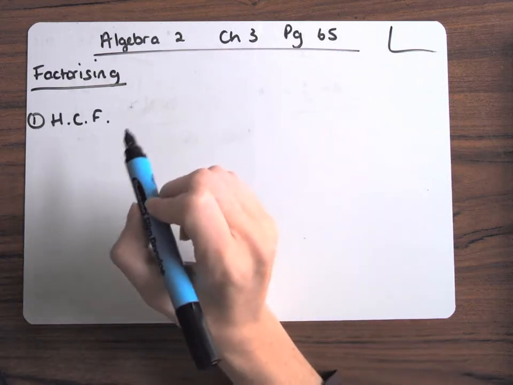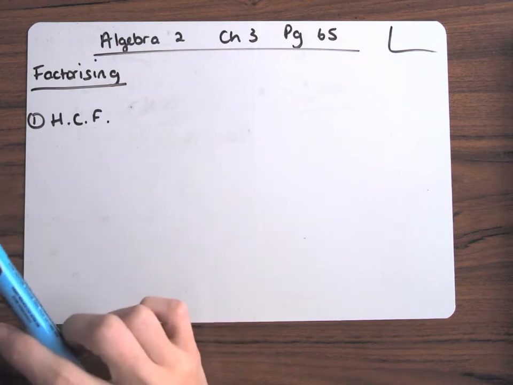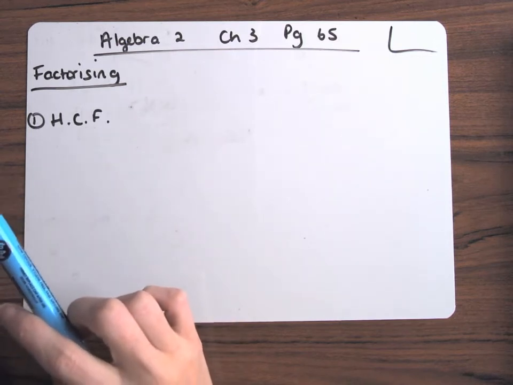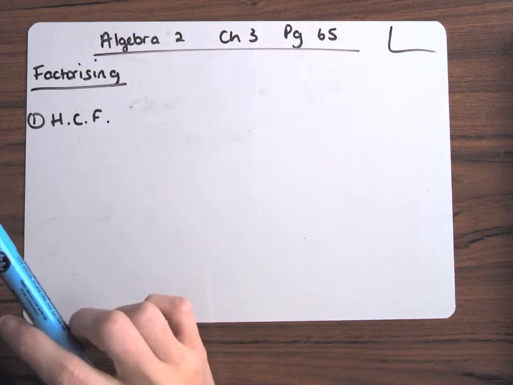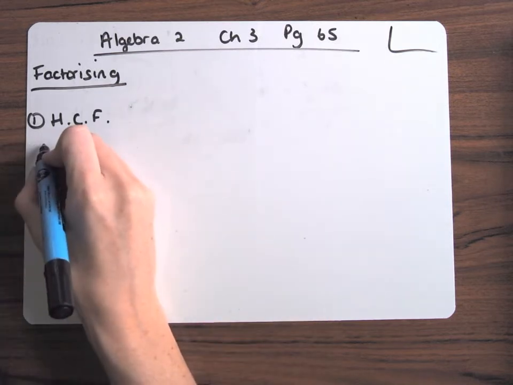Okay, so the first type of factorising, can you remember from junior cert, what does HCF stand for? Highest common factor. Okay, so for example, you might have something like this.